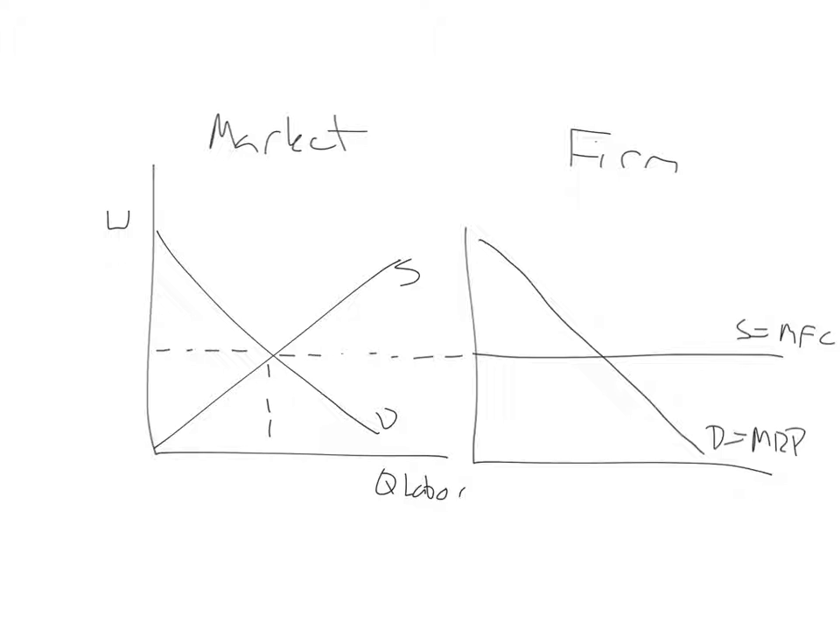On this graph, to decide how much the firm is going to hire, they're going to look at where S equals D on the firm side. So they're going to hire right at this point. They're going to dot down, and this is their quantity of labor that they're going to hire.